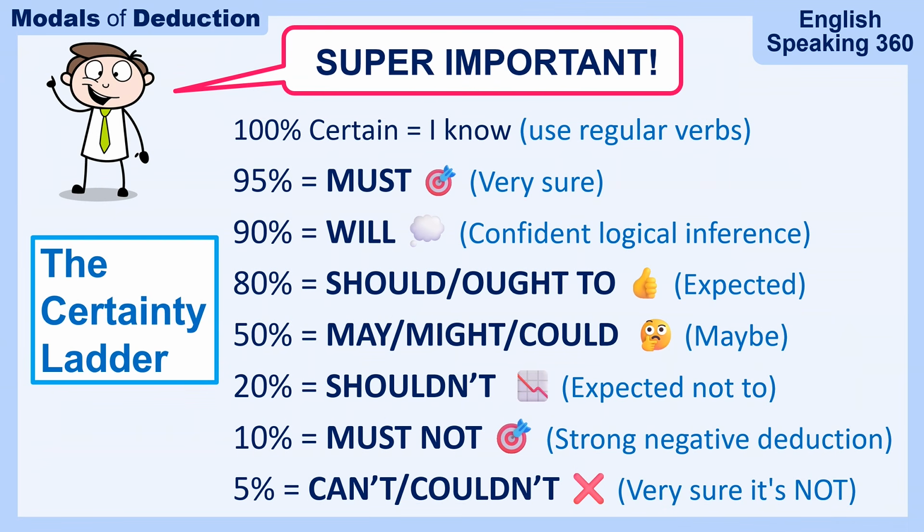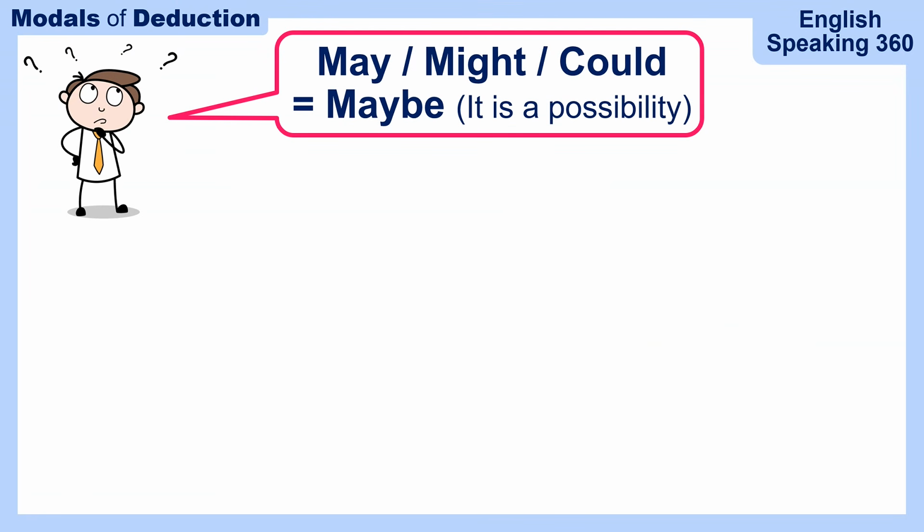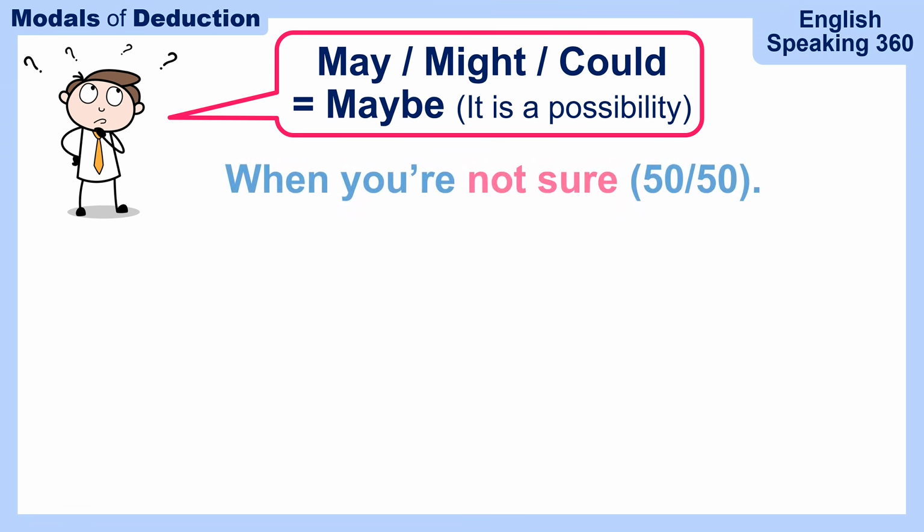Let's get back to our certainty ladder now. We've done 95, we've done 5. Now I'm taking you to the middle, 50%. May, might, and could is a maybe. May, might, and could all mean pretty much the same. They mean maybe, or they mean it is a possibility. It is one of the many possibilities. So use this when you're not sure. You're 50-50, you're on the fence.